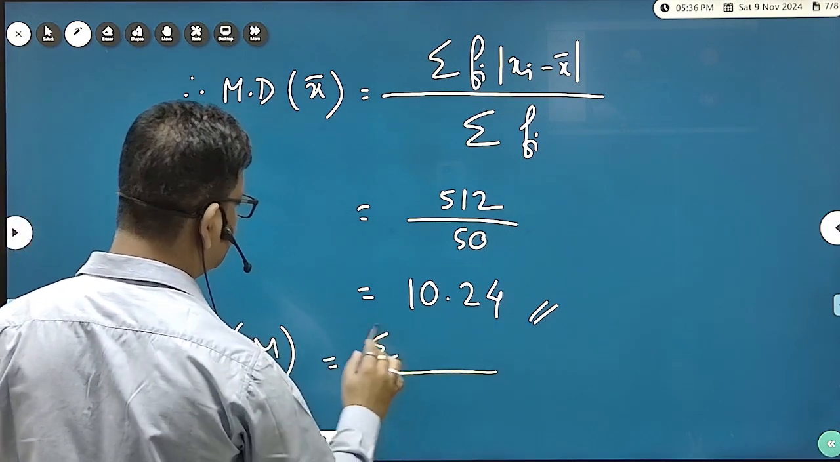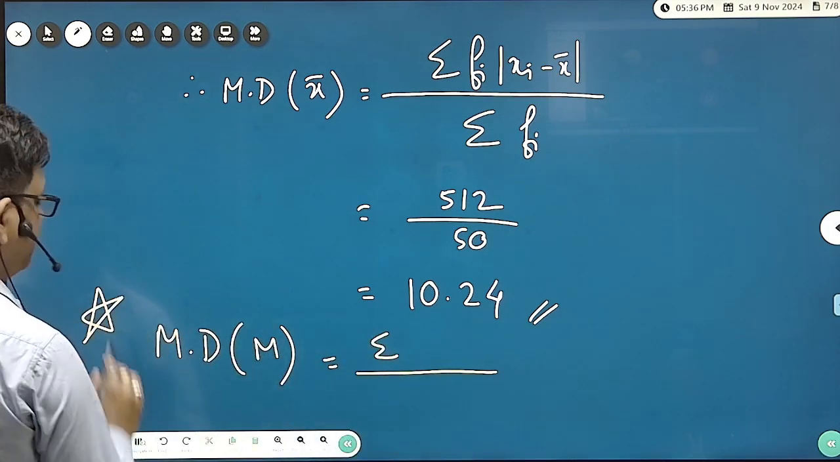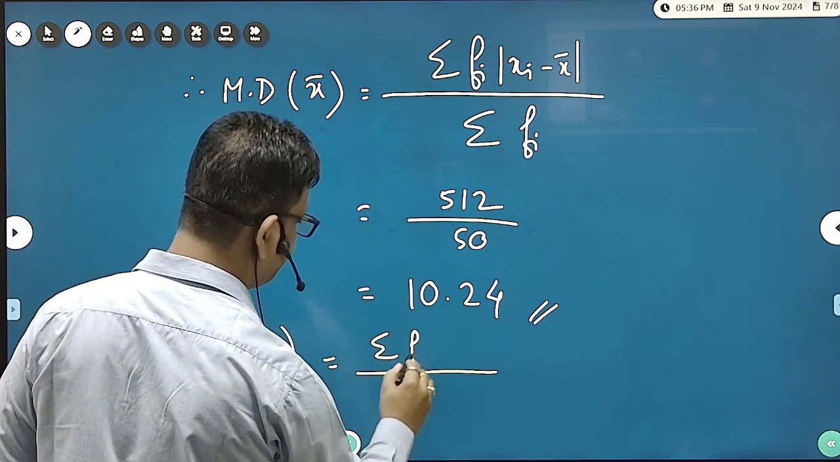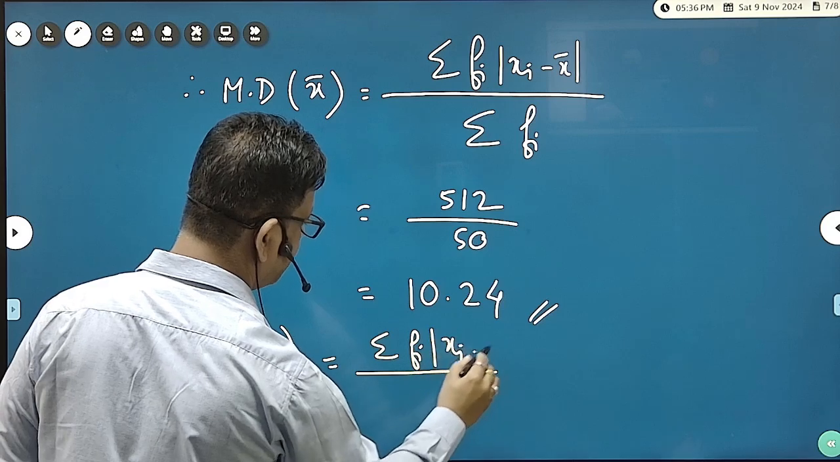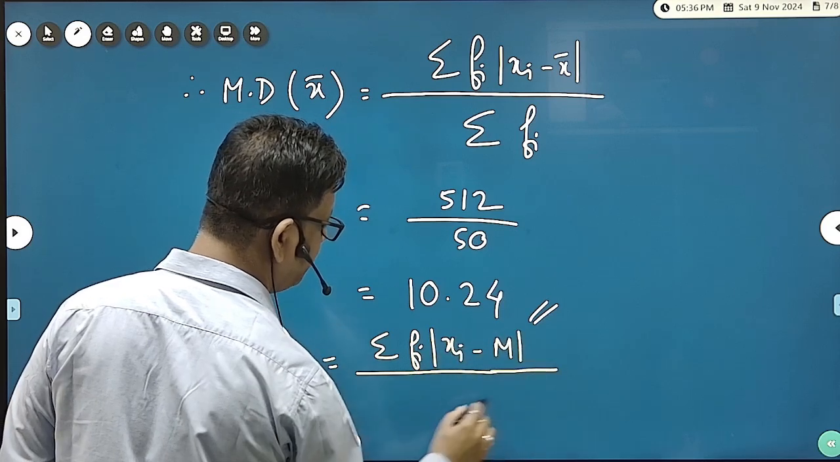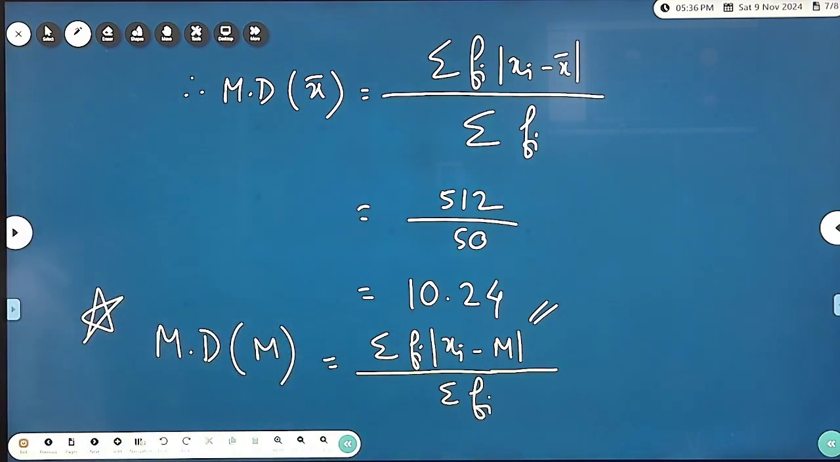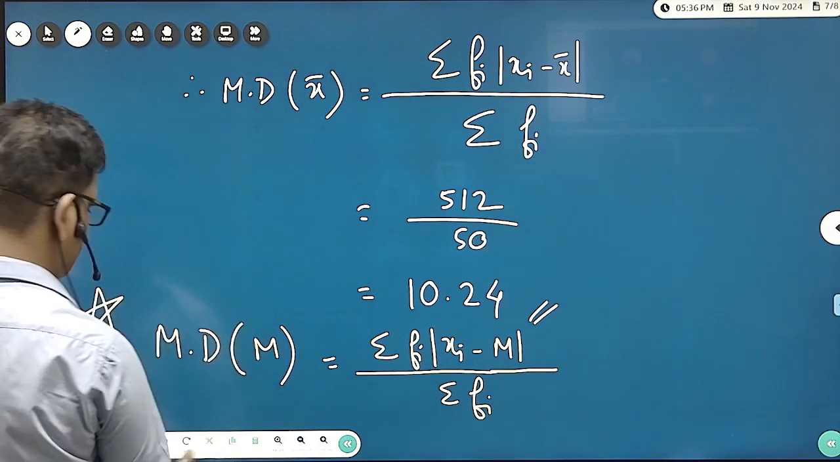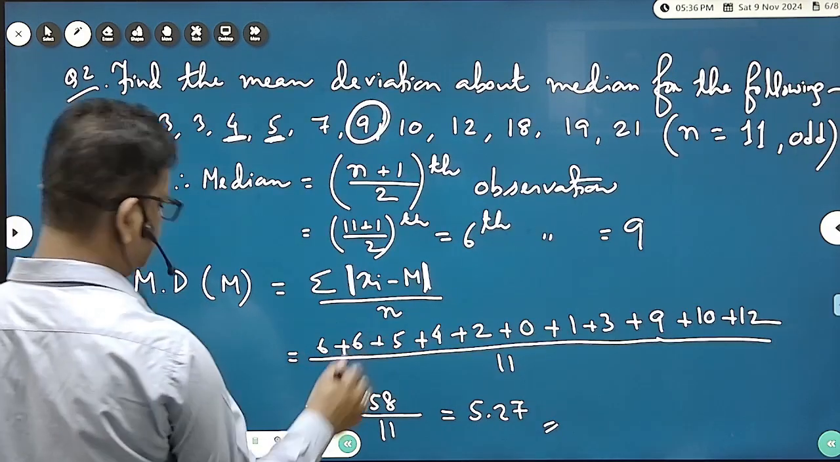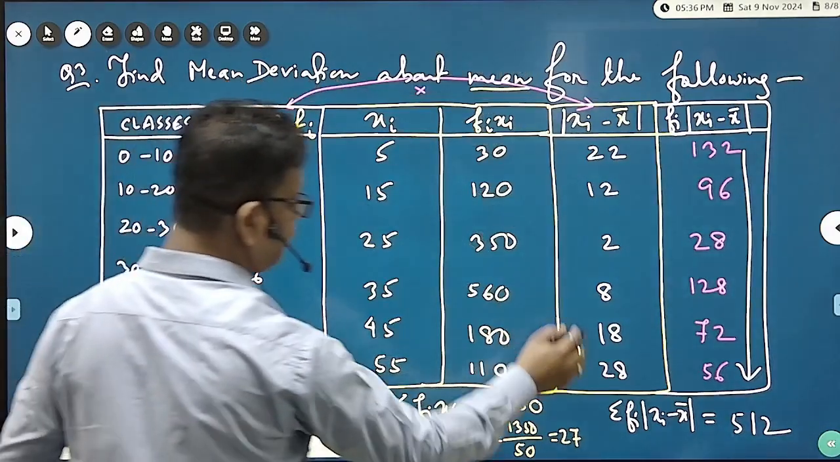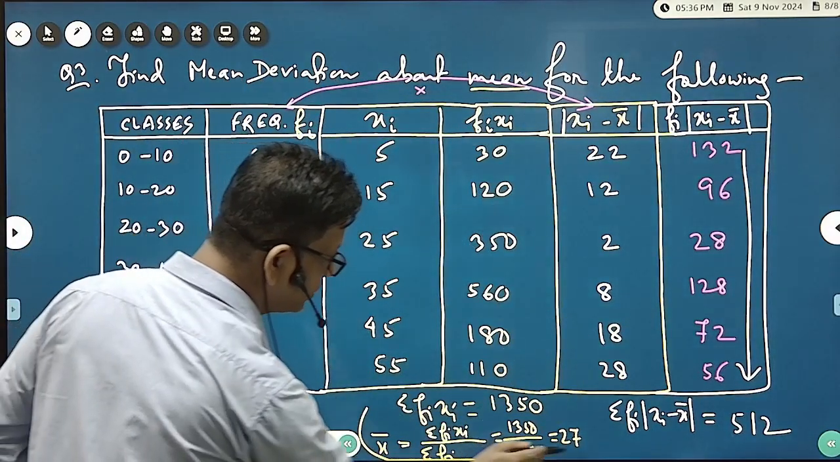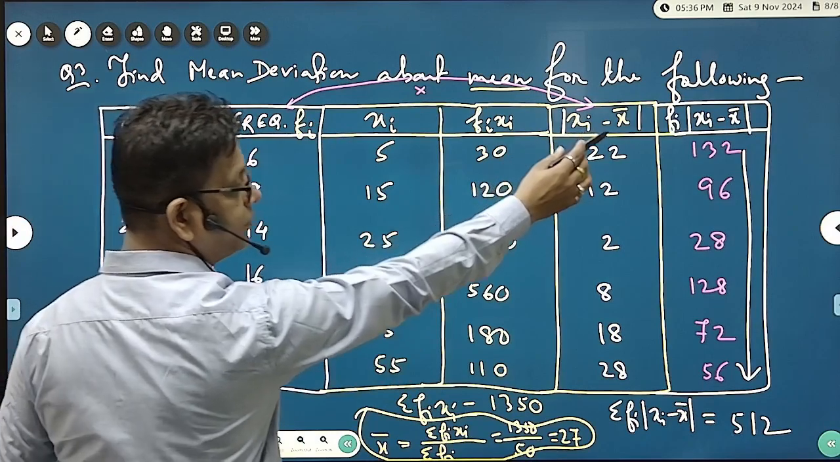You can see here, everything is the same. It's just summation of Fi xi minus m divided by what? Summation of Fi. Could you understand? So the way to get the mean deviation about mean, I found the mean first, because that number you have to subtract.